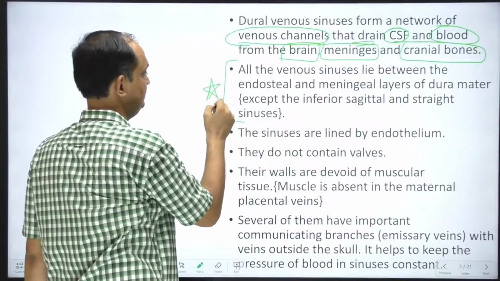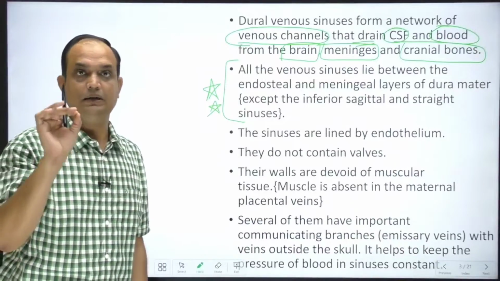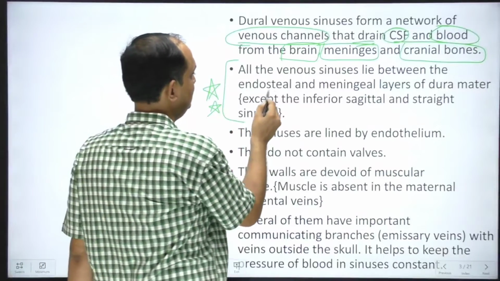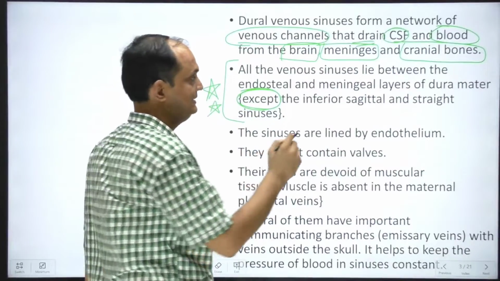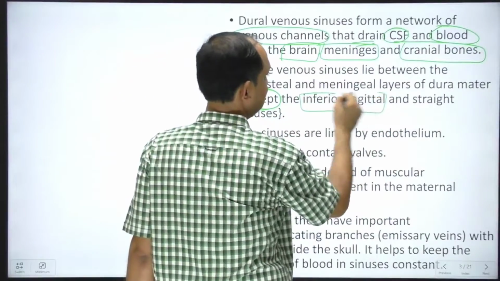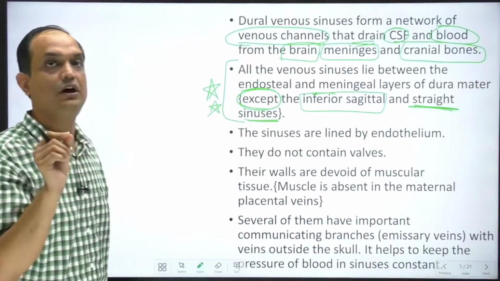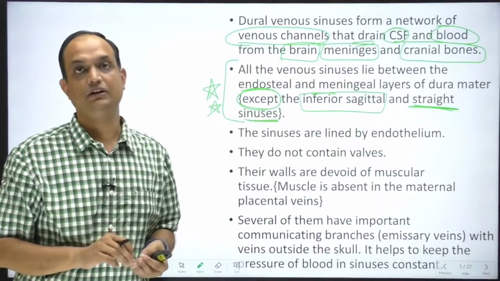This is the question which is important to understand, and the most conceptual thing is that, except for two dural venous sinuses, the inferior sagittal sinus and the straight sinus, all the others are present between the endosteal and meningeal layers of dura mater.